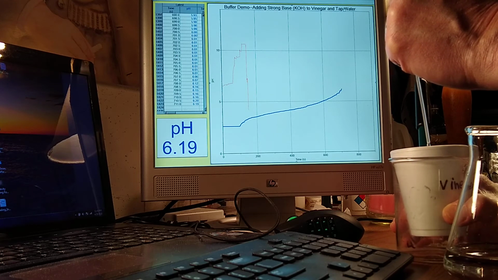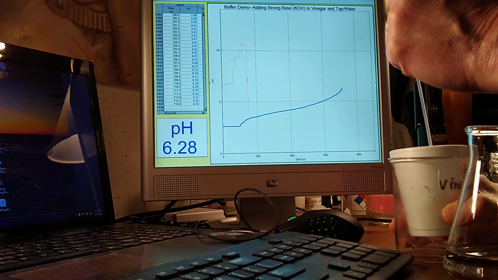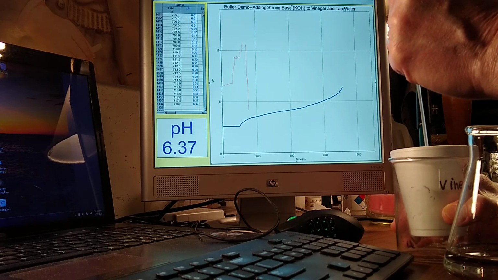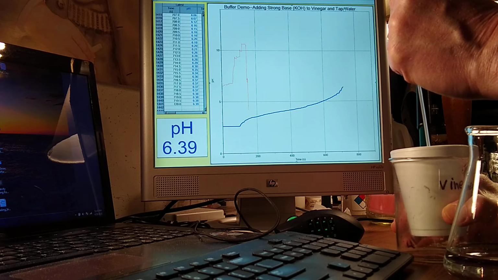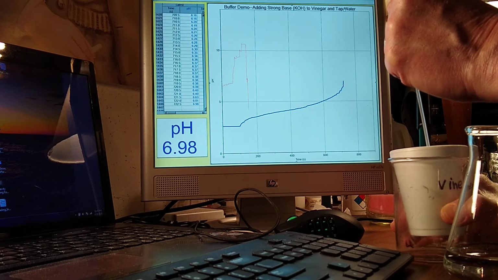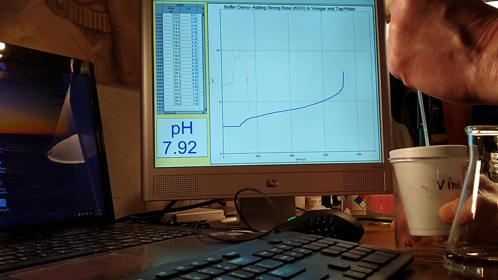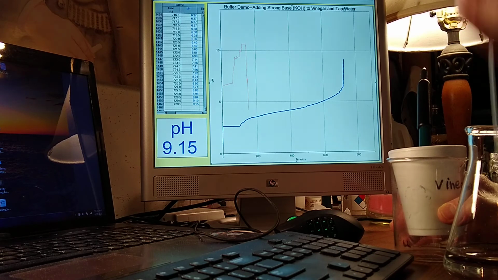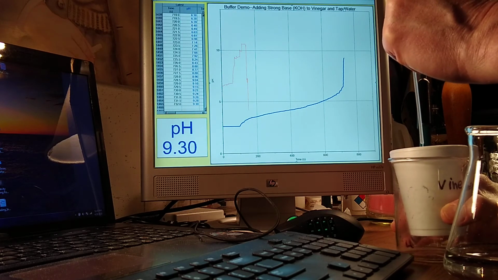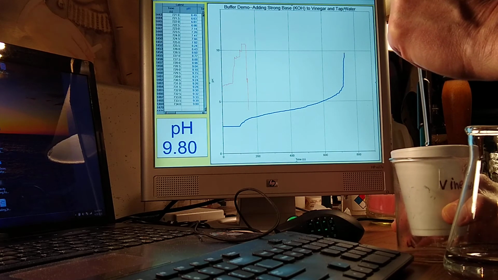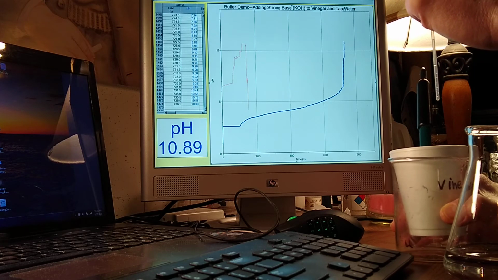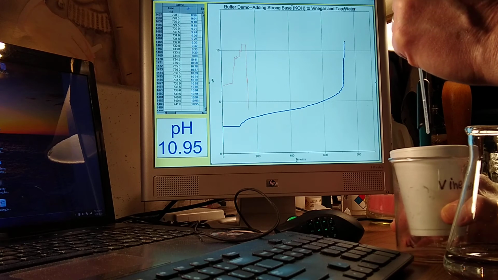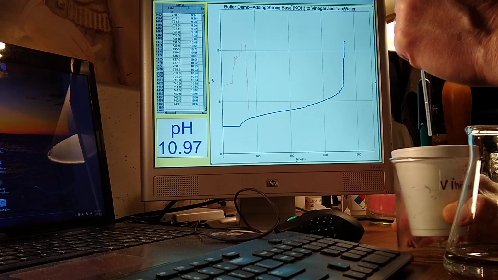I might have to extend the collection here. Yep, now it's starting to rise up. So now I'm out of the buffer region. Now I've added so much OH that I've completely consumed the acetic acid that was there. There we go. I kind of got lucky there.